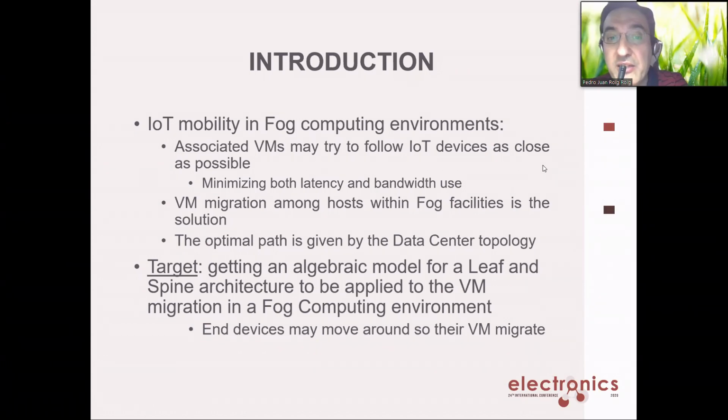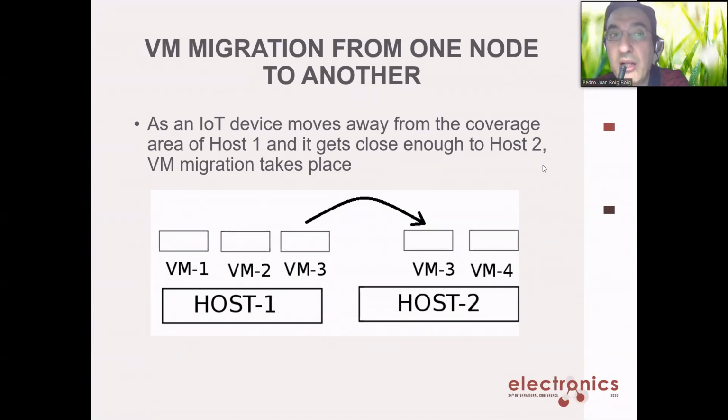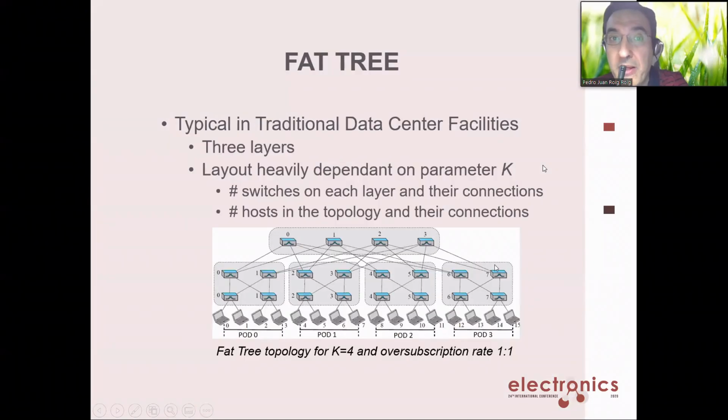So end devices may move around, so their VMs migrate. Well, as an IoT device moves away from the coverage area of host 1, just like here, and gets close enough to host 2, like here, VM migration takes place. So VM number 3 just moves from host 1 to host 2.